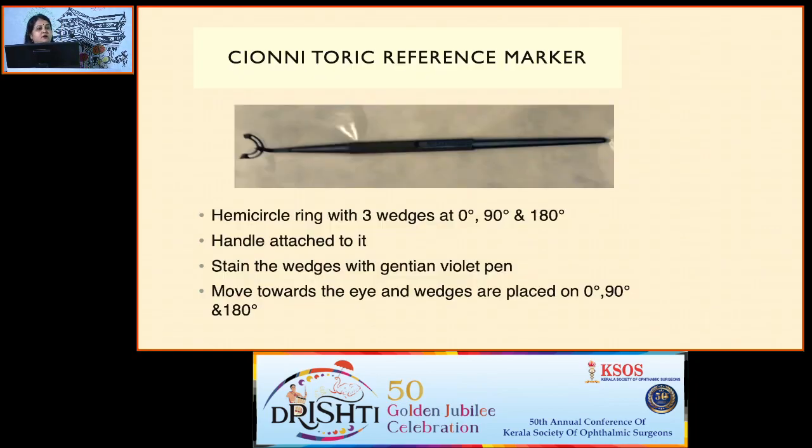And next method is by using a Cioni toric reference marker. This is an instrument which has a hemicircle ring with 3 wedges at 0, 90 and 180 degree, and it has a handle attached to it. Now you stain the wedges with the gentian violet pen and move towards the eye, and the wedges are placed at 0, 90 and 180 degree.